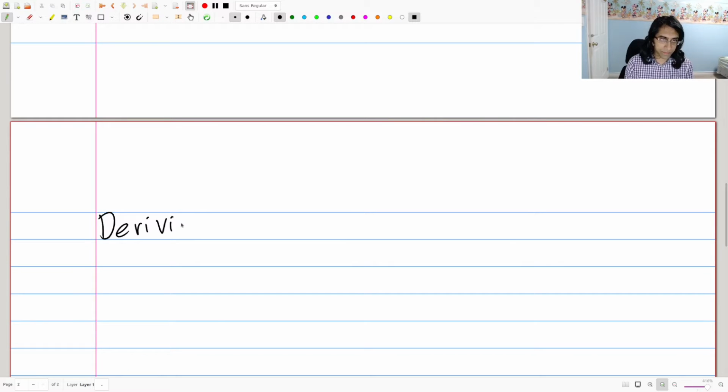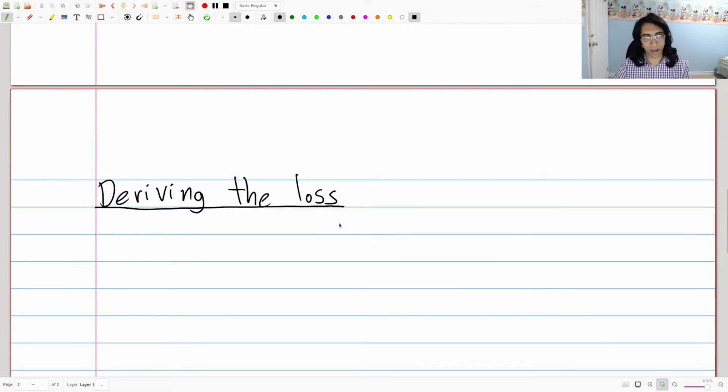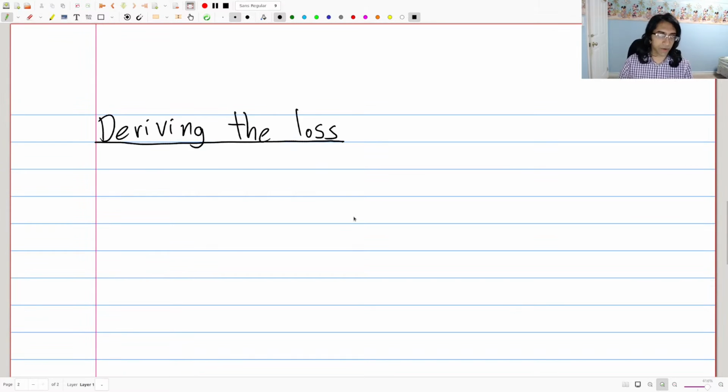Deriving the loss. Now, in terms of deriving the loss, if we want to see why this is a reasonable thing to do, the first thing we're going to do is introduce a tool known as the Fenchel conjugate of a function.